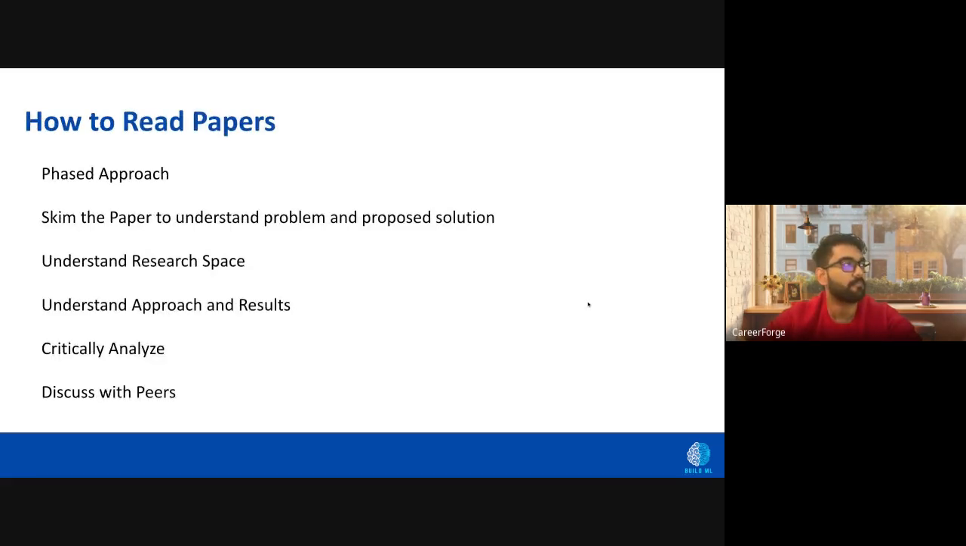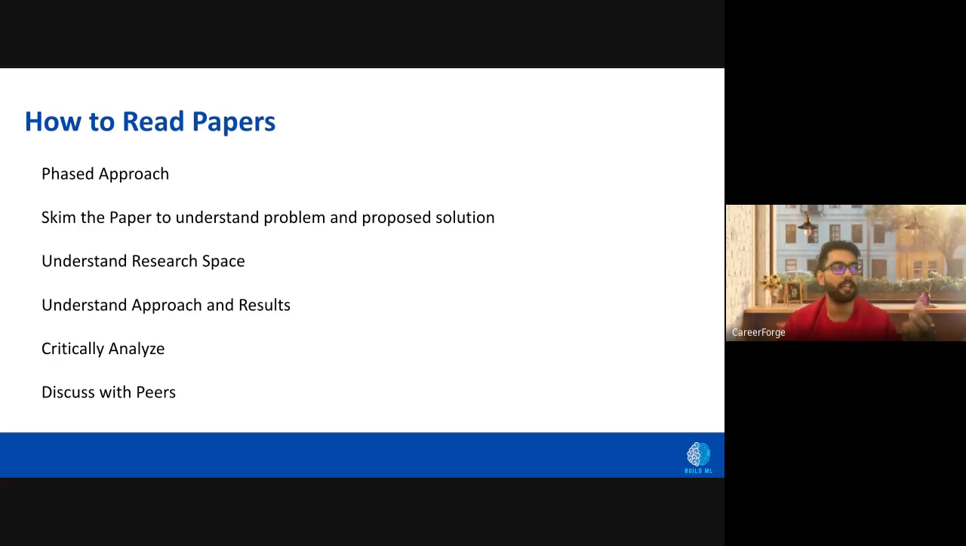So yeah, going over a quick intro of how to read papers. Typically, I like this phased approach. I came across it in an NVIDIA article. It got pretty popular in research circles. So most people like this phased approach of reading papers where you don't necessarily have to sit down and try and digest the paper in one shot.